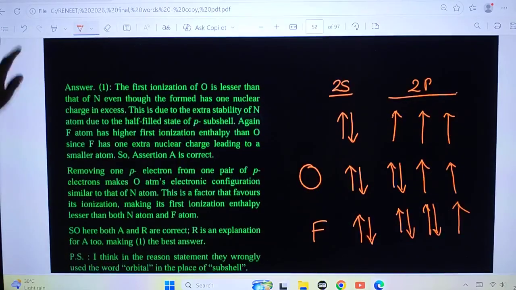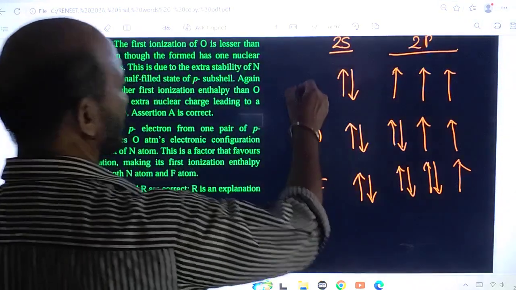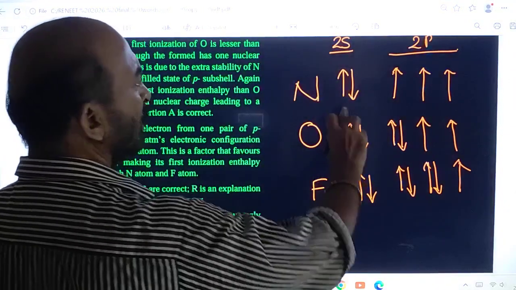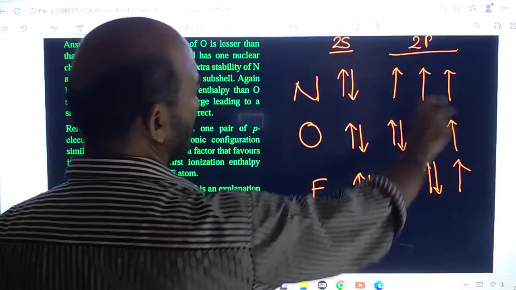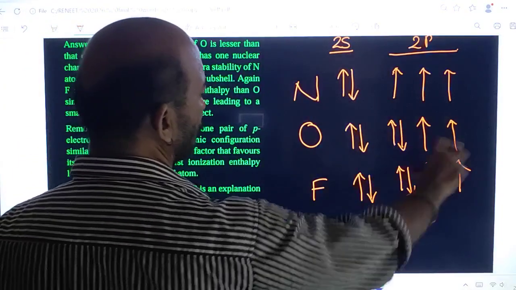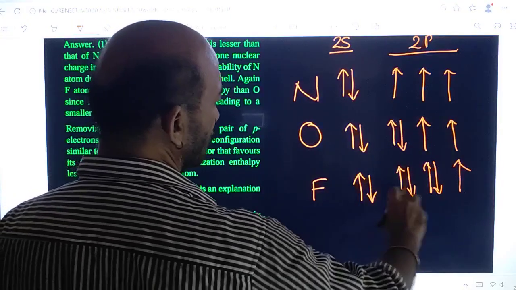Let's see, oxygen, nitrogen, oxygen, fluorine. These are the three elements. What is the valence electronic configuration of nitrogen? 2s2, 2p3. Oxygen, 2s2, 2p4. Fluorine, neighboring elements, 2s2, 2p5.